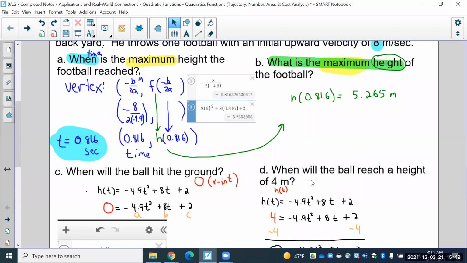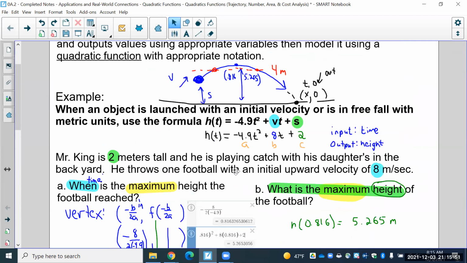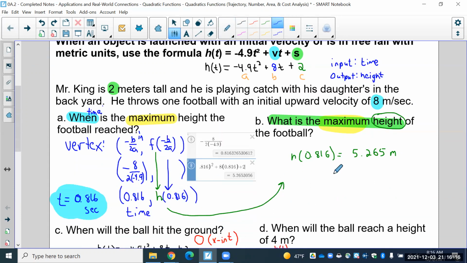All right, so a quick review. When you do trajectory, you use this equation if you're doing metric. If you do English standard units, it actually changes this number a little bit. And to find the vertex, you're going to find the maximum or minimum, which we used to call HK, but there's this other way to do it if you can't complete the square, where you do minus b over 2a, and then you do f of minus b over 2a, which means plug it in. And that's going to find the time and the height.